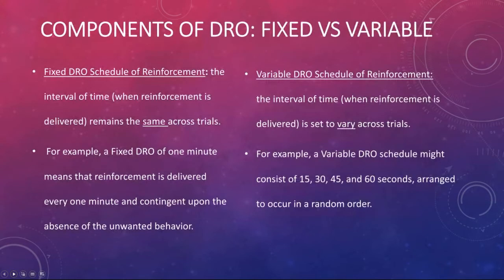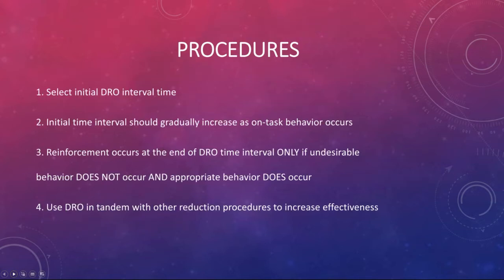There are both fixed and variable schedules of DRO. Fixed is where the time remains the same across the trials, and variable is where the interval time varies across trials. The procedure for DRO is to select that initial interval time, and then you should be able to gradually increase the interval time as the on-task behaviors occur. Remember to reinforce at the end of the time interval only if the undesirable behavior does not occur and appropriate behavior does. Also, DRO can be used in tandem with other reduction procedures to help increase its effectiveness.